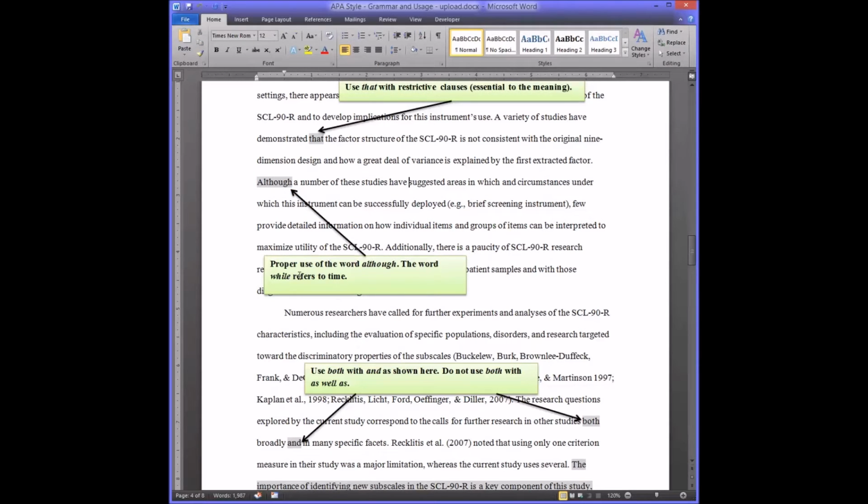So an example of how the word while would work if the sentence had a different meaning. For example, if it was, while a number of these studies were ongoing, researchers continued to look for ways this instrument could be successfully deployed. Well, that makes sense because there, in that example, while refers to time. But in this setting, the clear choice is although.